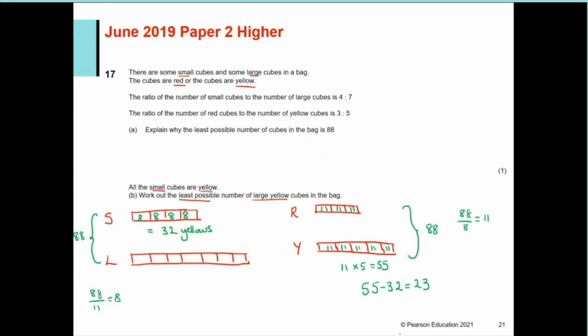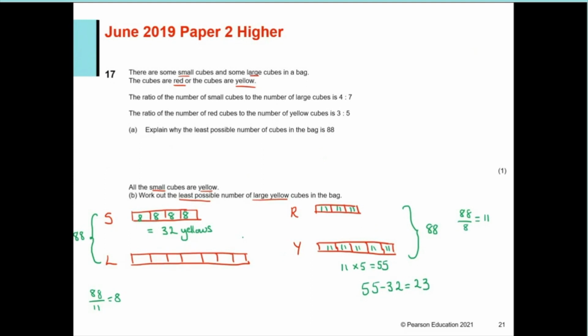So the remainder is 23. So I've got 23 large yellow cubes, the least possible number of large yellow cubes. And again, that's not necessarily going to be straightforward for students, but I do feel that they can start to build up to that kind of question.